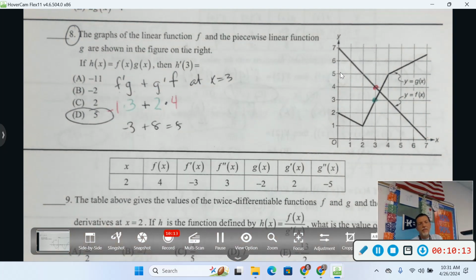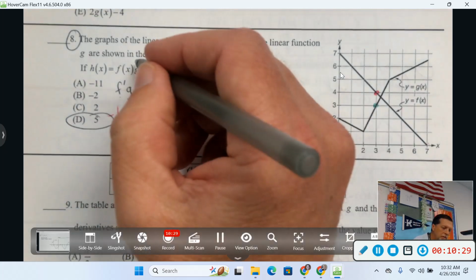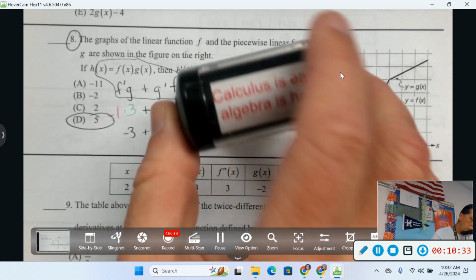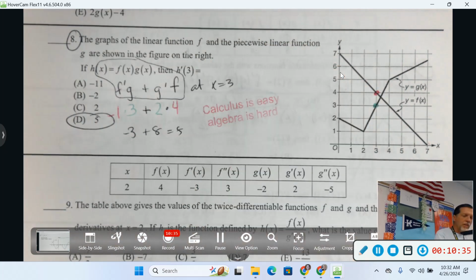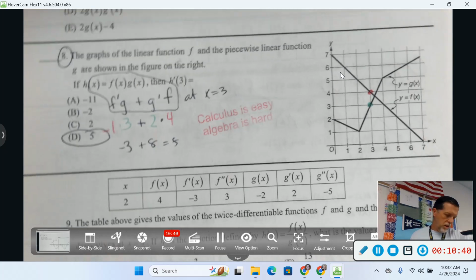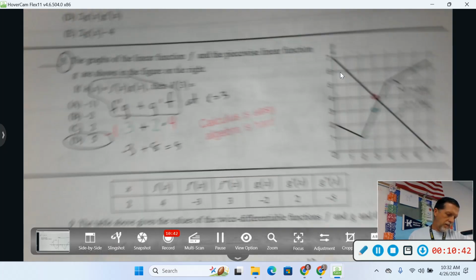Again, you had to know product rule, you had to know that derivative is slope, and then you had to be able to read a graph, read the slope off the graph, and read the function values off the graph. So a lot of things go into that problem. A little bit of calculus at the beginning, and then a whole lot of algebra. Maybe this one warrants the stamp. Calculus is easy, algebra is hard. 8, 9, 10, 11.